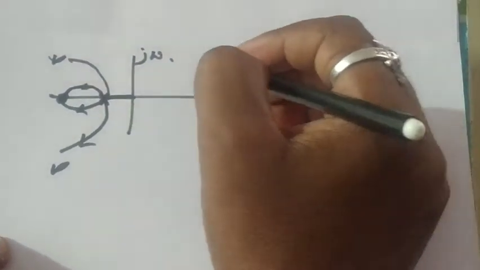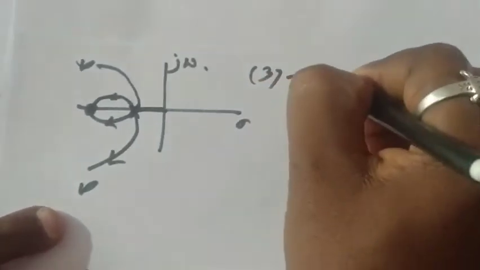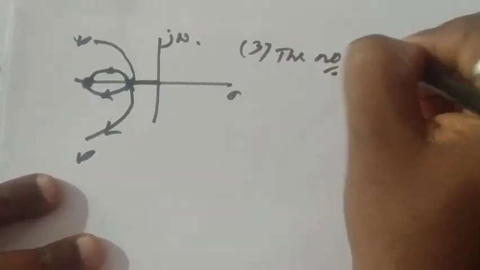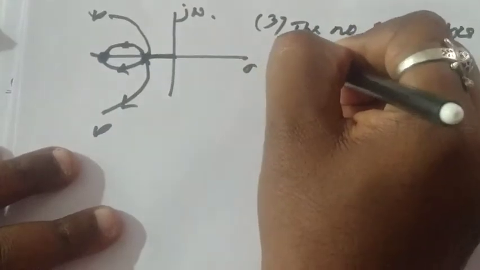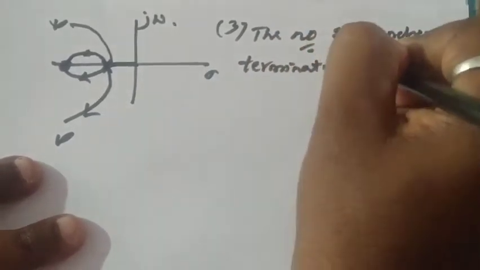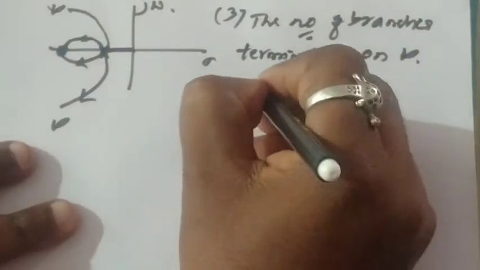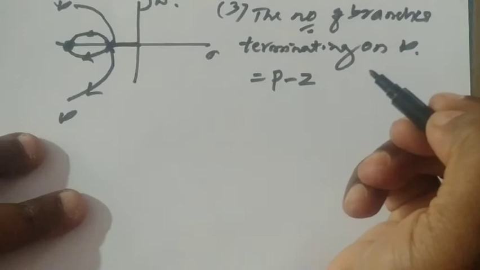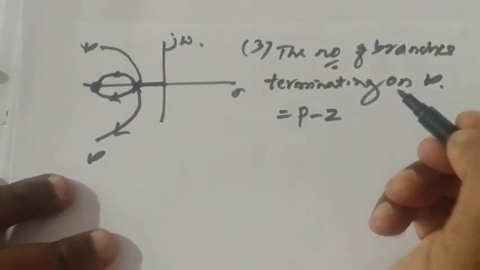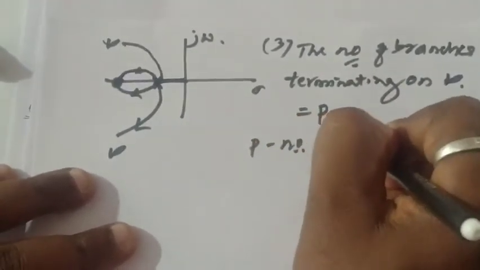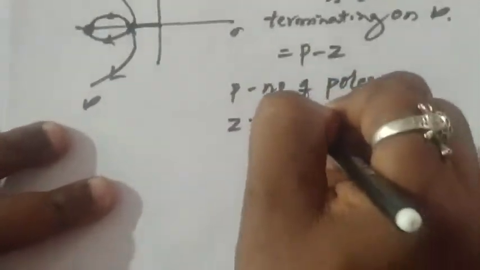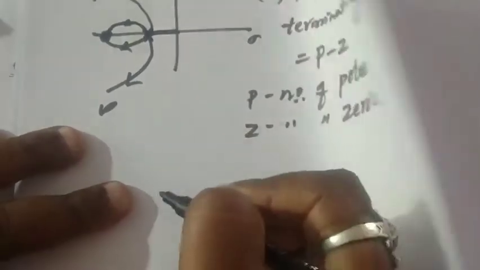And the third rule is the number of branches terminating at infinity is equal to P minus Z, where P is the number of poles in the given equation and Z is the number of zeros in the given equation.